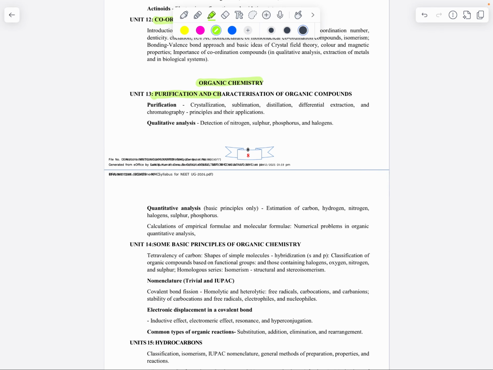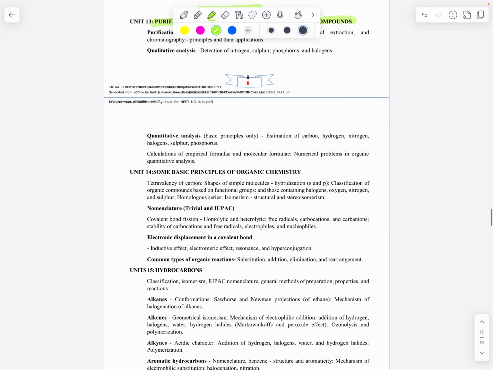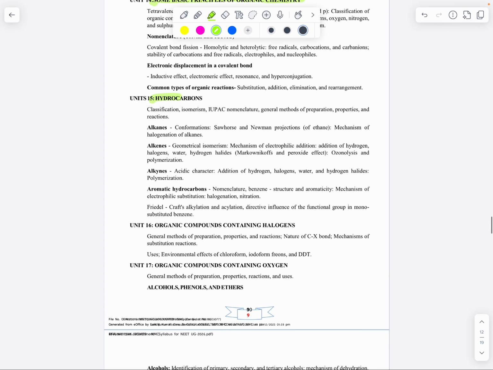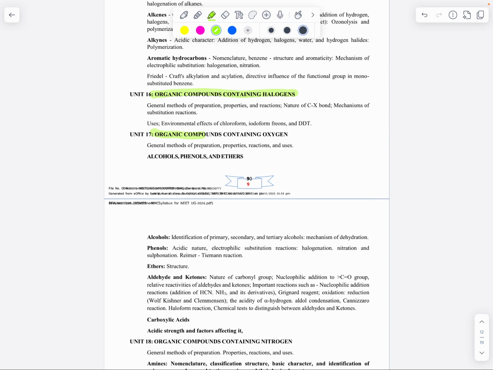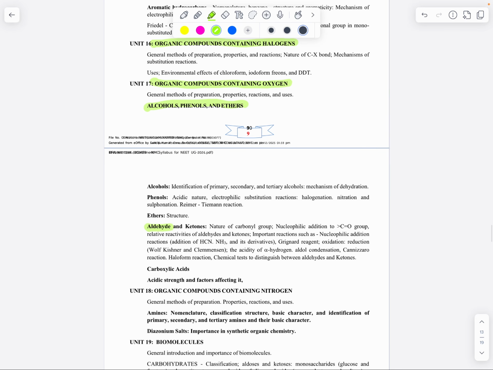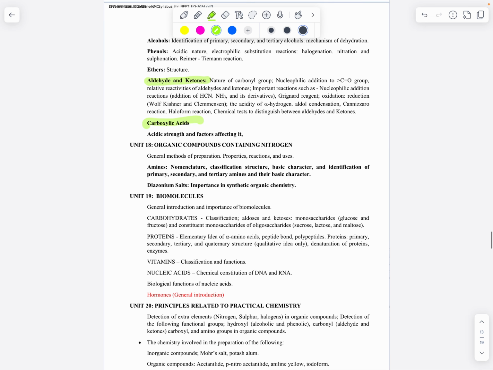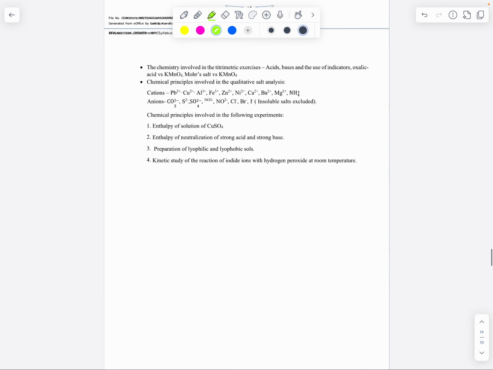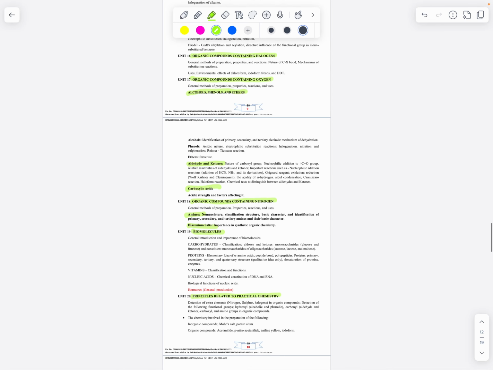The first chapter is purification and characterization of organic compounds, some basic principles of organic chemistry, hydrocarbons, organic compounds containing halogens, organic compounds containing oxygen, that is the alcohols, phenols and ethers, the aldehydes, ketones and carboxylic acids. Next is organic compounds containing nitrogen, amines and diazonium salts, biomolecules and the principles related to practical chemistry. So this is all about the chemistry section.